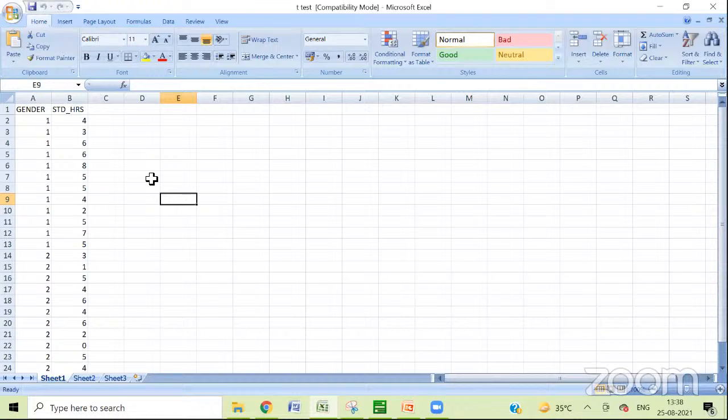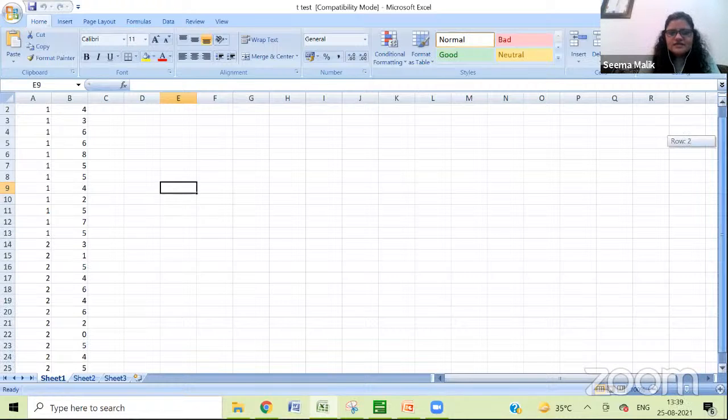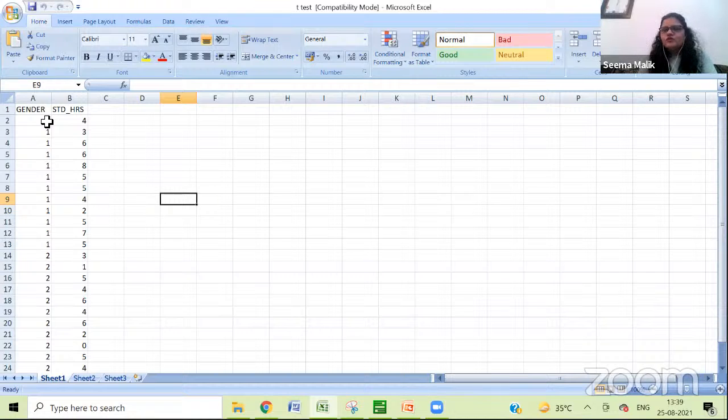So this is the main file, and I'm going to apply the simple one sample t-test here. One sample means I'm going to include all these 24 observations. I have a data set of 24 people. The count shows 25 because the first row includes the labels. Otherwise we have data of 24 respondents.